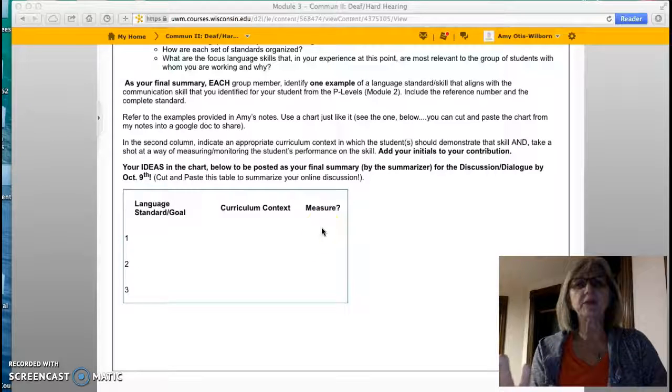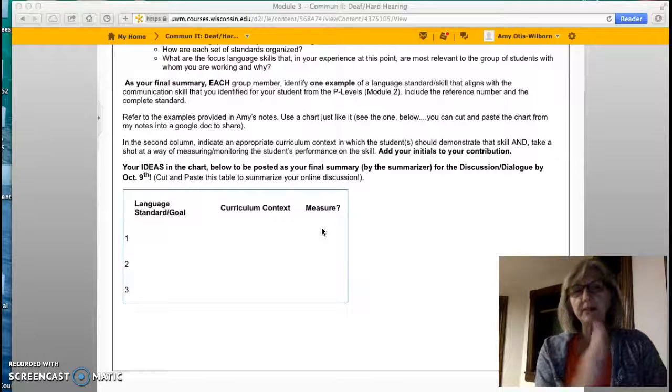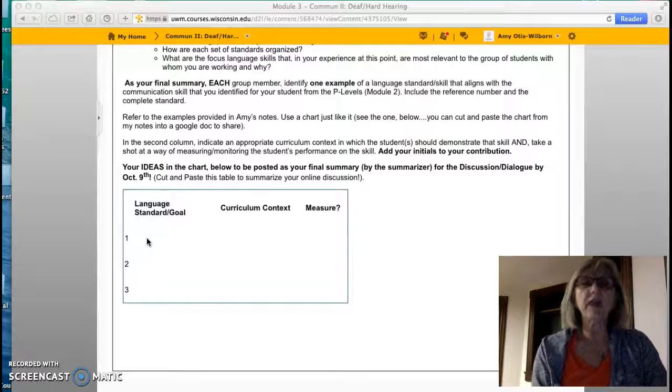It could be direct observation. I have an example for you in my notes that helps you see exactly what I'm wanting, but I just want you to find a language standard, a listening and spoken language standard or an English language proficiency standard, that you think might match your students' needs.